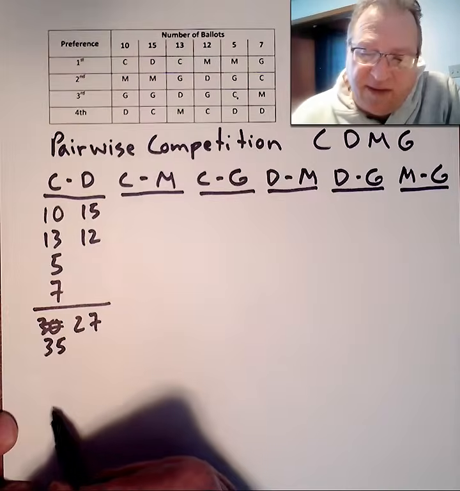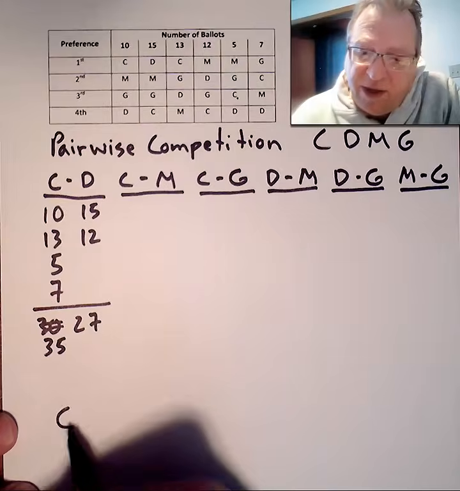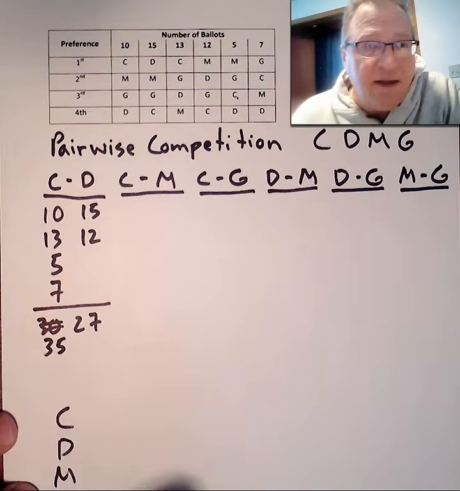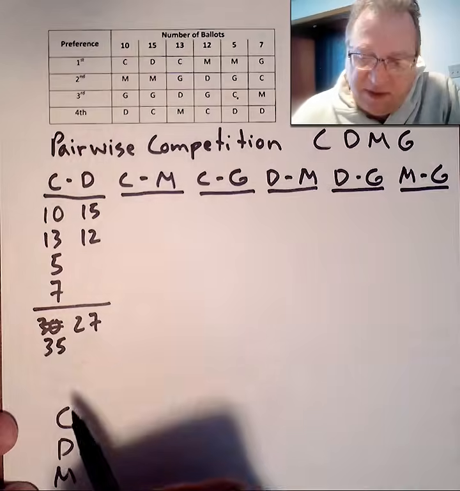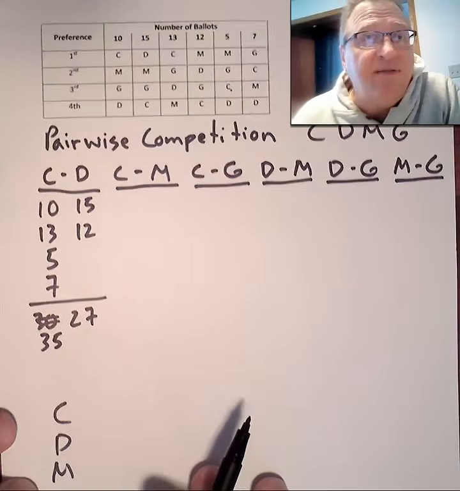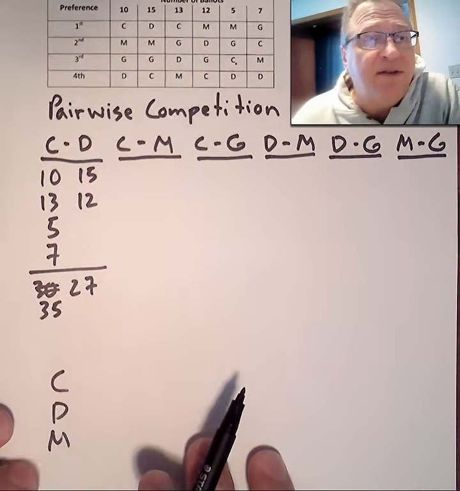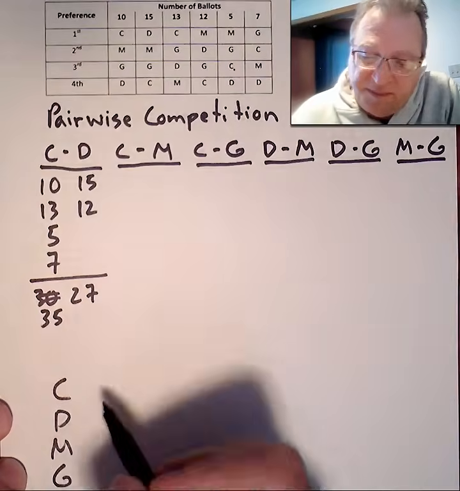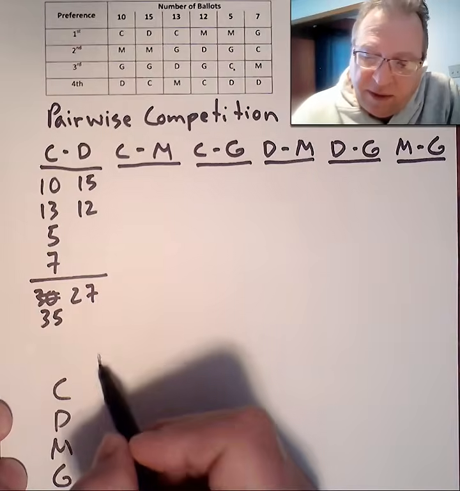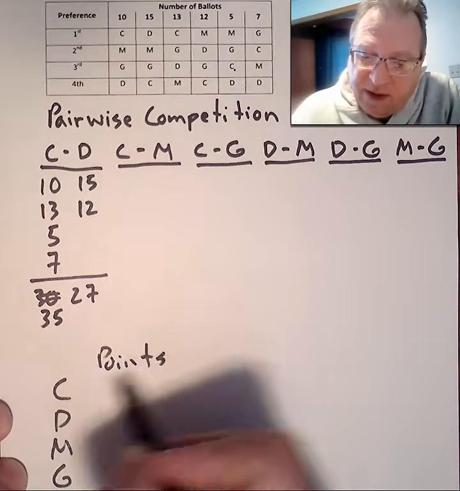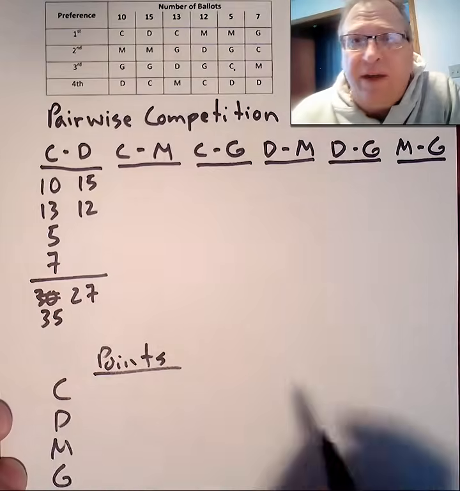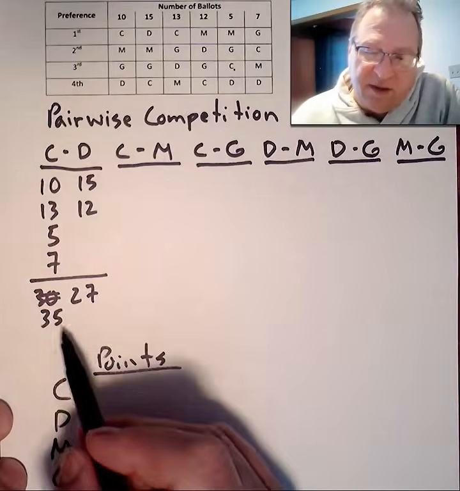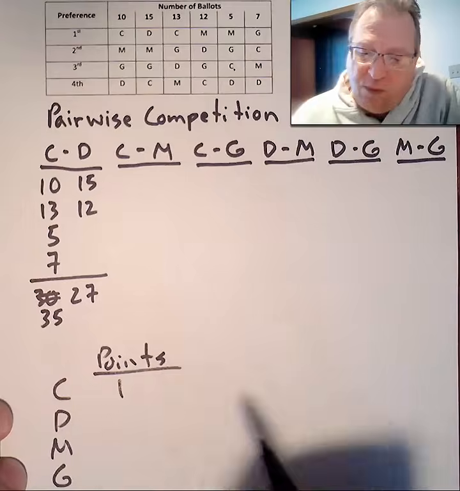So I'm going to make a table of results down here at the bottom. We have C, D, M, and let's see, falling off the table. That's all right. We can still fit it all in there. G, and points. In this method, a win gets you 1 point, a tie gets you half a point. So C is winning so far with 1 point.